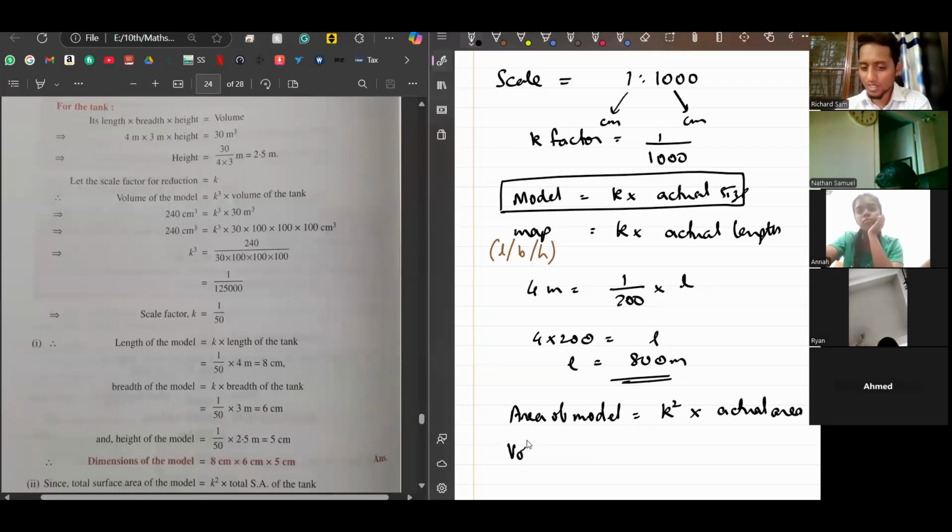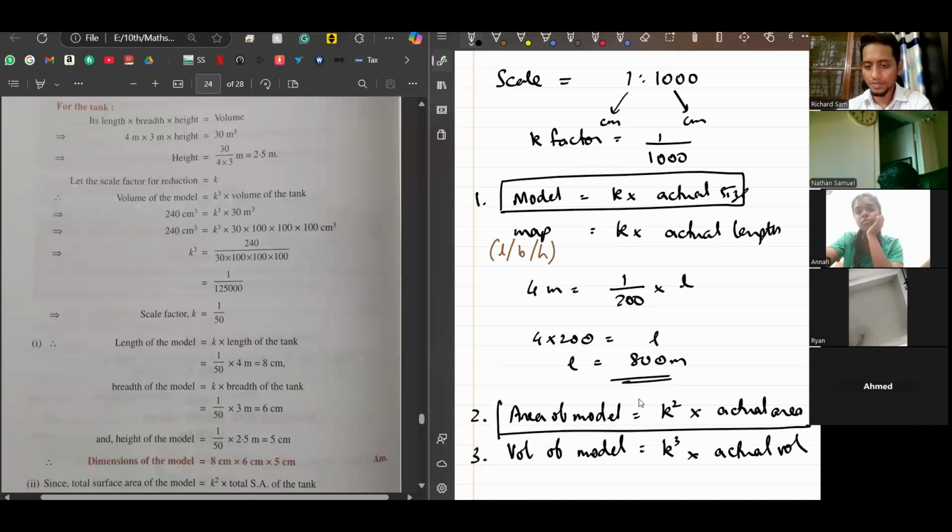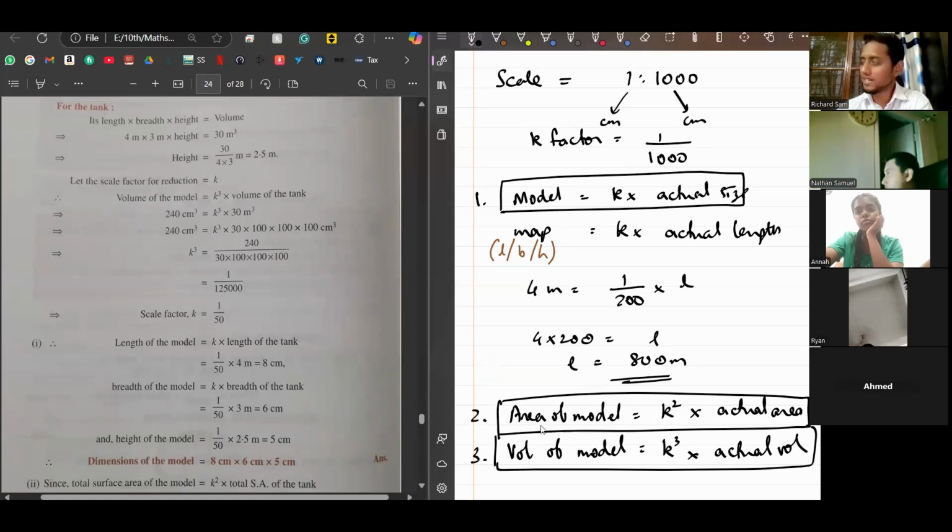Similarly, volume is also there. If you want to find volume of the model or volume of the map, then what will the formula be? K cube into the actual volume. These are three formulas now. 1, 2, 3. Is that clear? So remember, if it's a one-dimensional thing that you're finding, then K. If it's two-dimensional like area, K square. If it's three-dimensional like volume, K cube. Write this down.